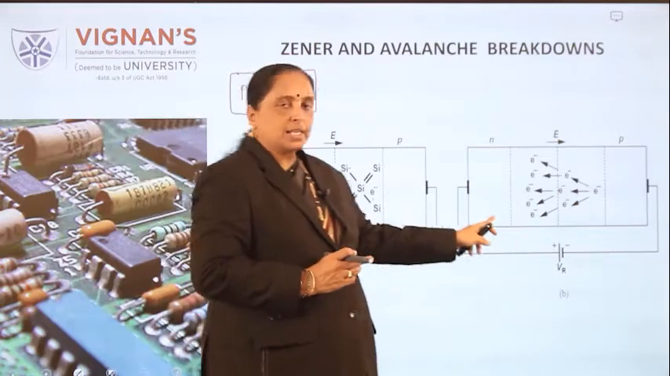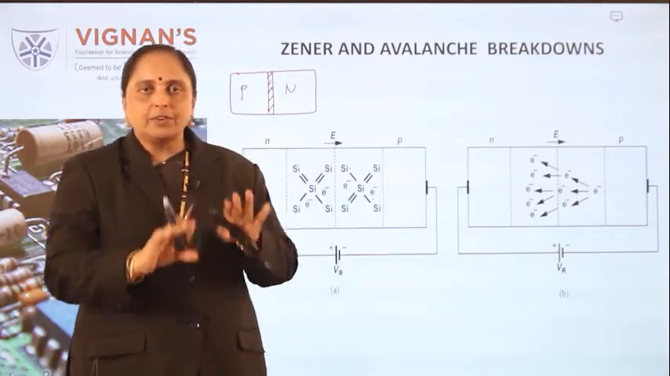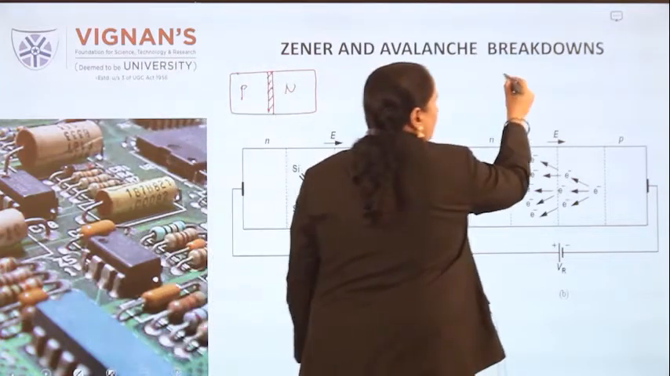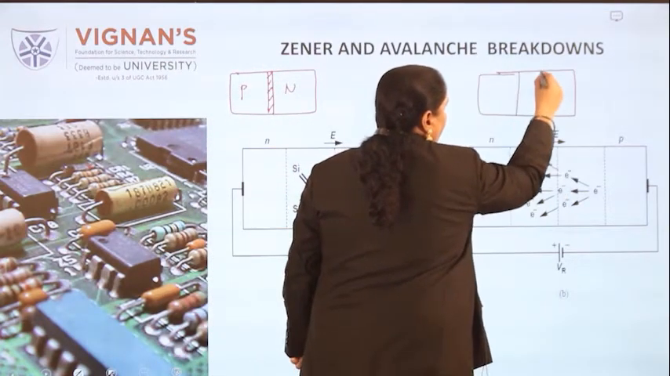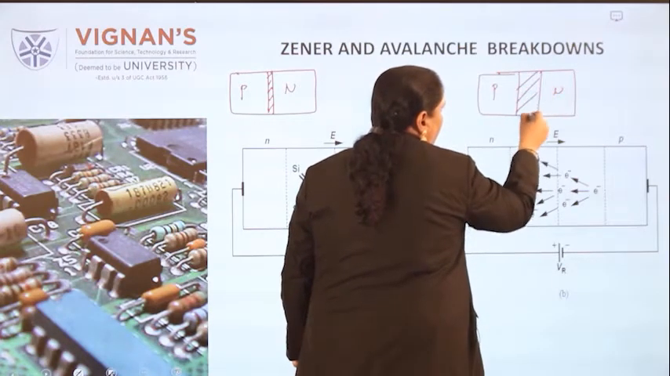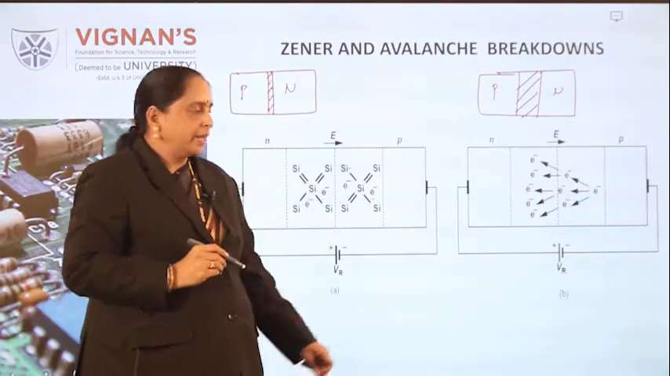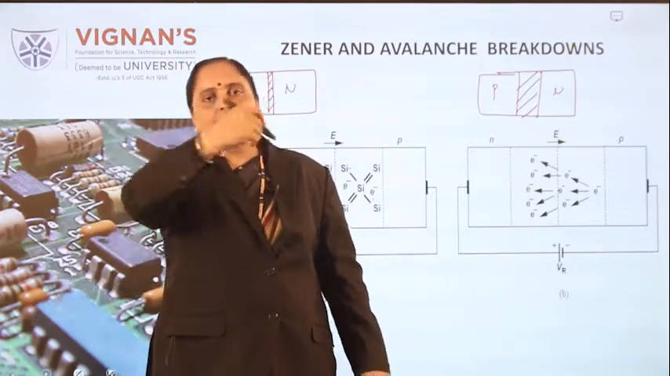In case of avalanche breakdown, we will consider normal doping. In case of normal doping, the depletion width is wide. See here, this is P material, this is N material. The depletion width is so wide. That's why the external voltage must be very large to create avalanche multiplication.